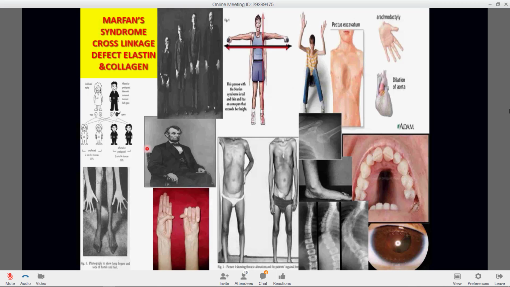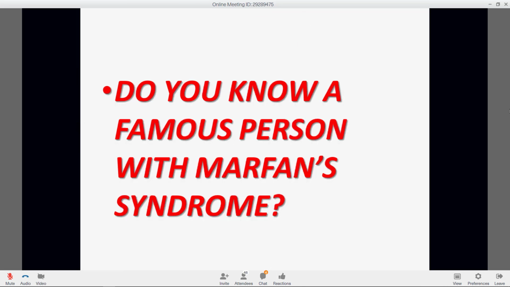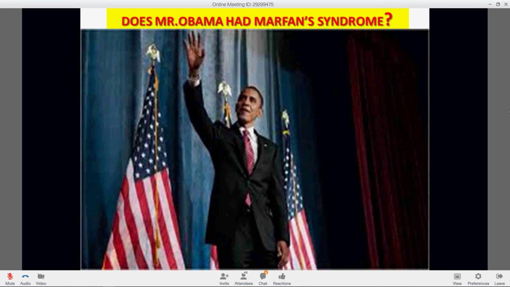This is President Abraham Lincoln, and some believe that this man had Marfan syndrome. Do you know a famous person with Marfan syndrome? Yes, some believe that Mr. Obama had Marfan syndrome.